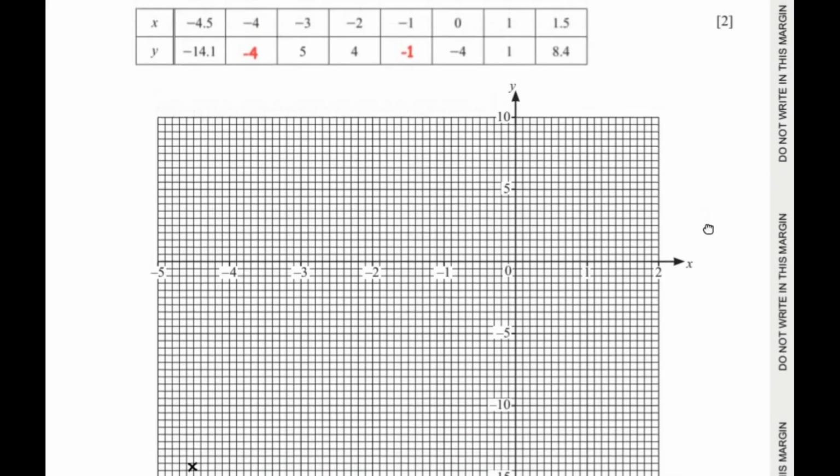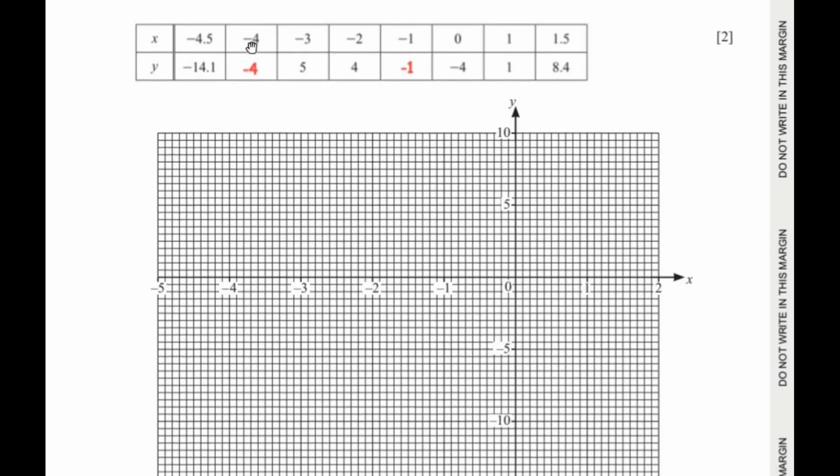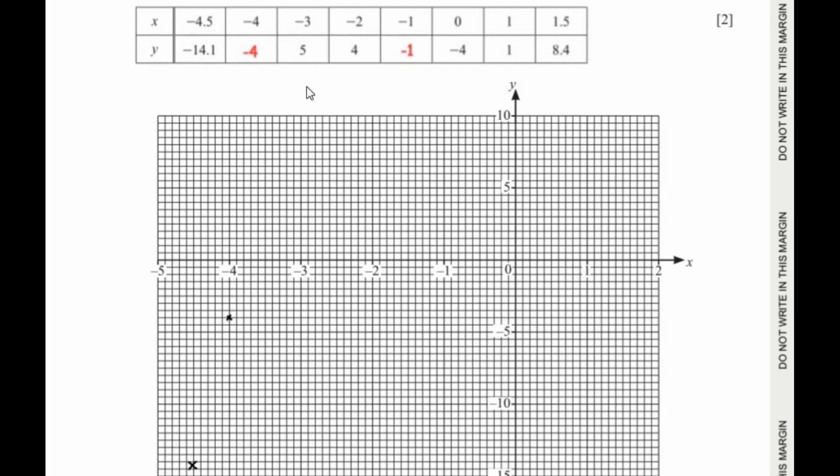Now similarly, I'm going to mark the next point, which is much easier. That is x is negative 4 and y is negative 4. So x is negative 4 here and y is negative 4 over here. Now the next point is negative 3 and 5. So negative 3 is here and 5 is over here. So the next point comes over here. And negative 2 and 4. So negative 2 is over here and 4 will be over here. And then we have negative 1 and negative 1. So it will be going below the x-axis and it will be touching over here. And then it is 0, comma negative 4 which will be over here on the y-axis. And then we have 1, comma 1. It would be over here.